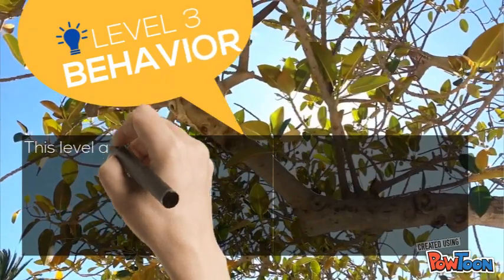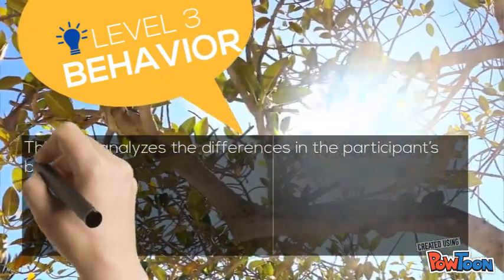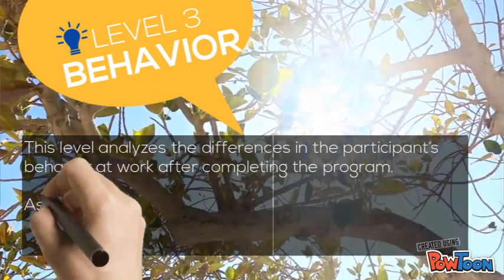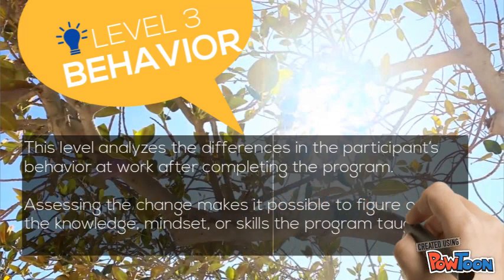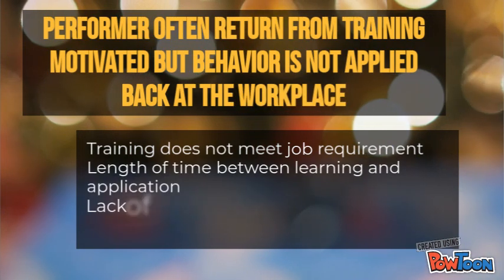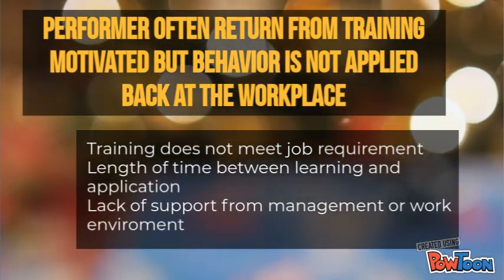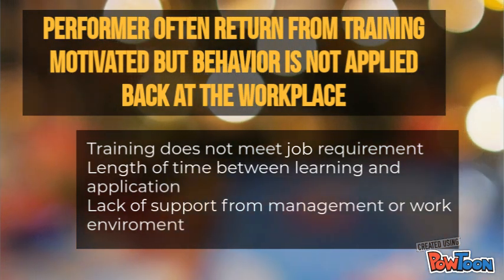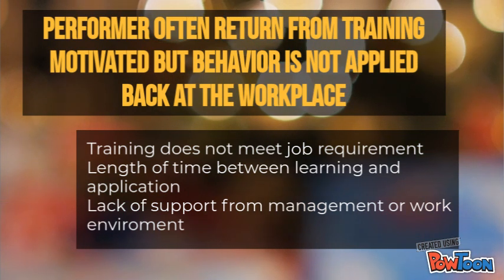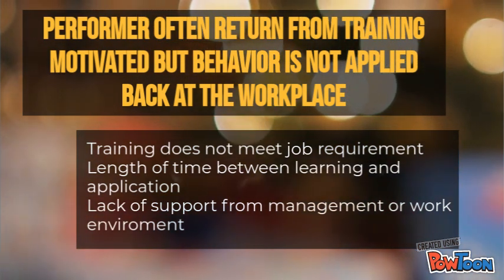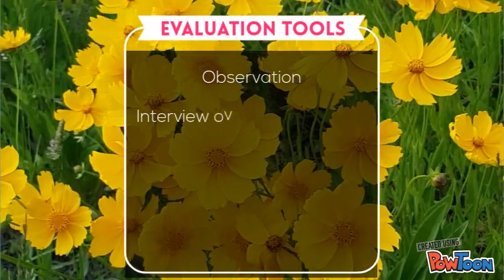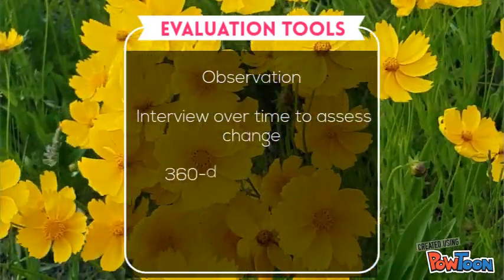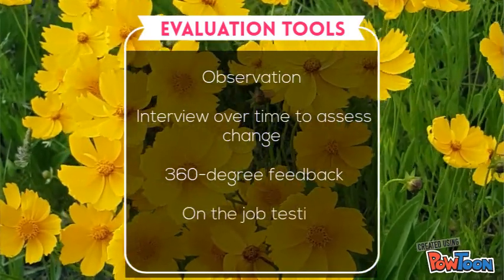The third level is called behavior. This level analyzes the differences in participants' behavior at work after completing the program. Assessing the change makes it possible to figure out if the knowledge, mindset, or skills the program taught are being used in the workplace. Performers often return from training motivated, but the behavior is not applied back at the workplace. Why? Because training does not meet the job requirement, the length of time between the learning and application, and as well the lack of support from management or the work environment. Evaluation tools for this level can be done through first observation, then an interview over time to assess the change, 360-degree feedback, and the last one, on-the-job testing.